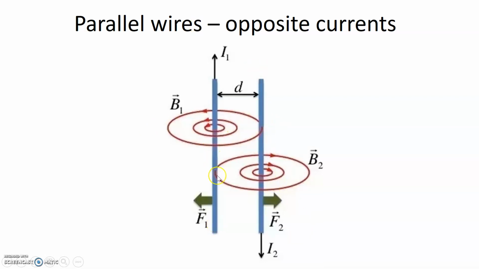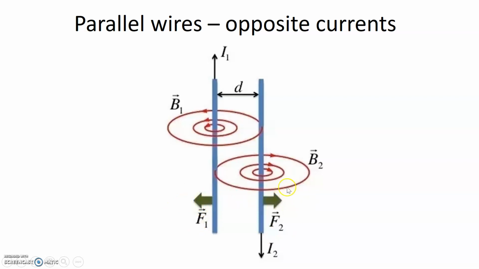So we look at wire 1, this point here where the magnetic field intersects with wire 1. Now the magnetic field is going into the page, so we get our right hand, put our fingers into the page, put our thumb up because I1, the current, is going up. And then we see that our palm is pointing outwards. So F1, the force on wire 1 from the magnetic field around wire 2, is pointing to the left.